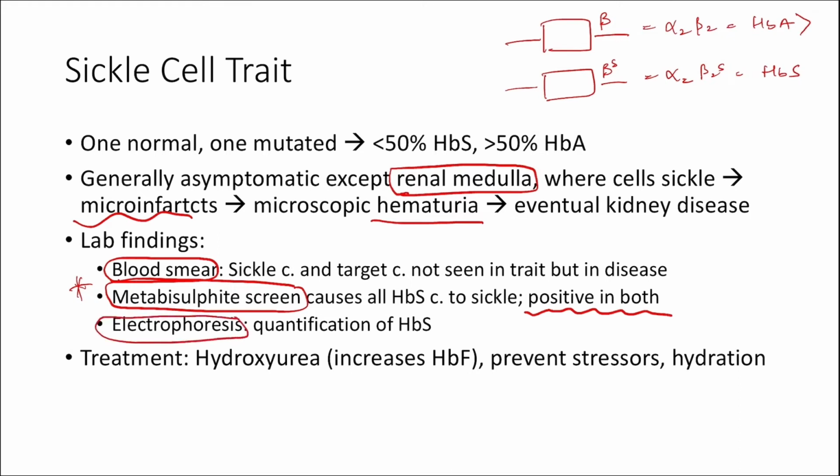Electrophoresis, basically, depending upon the weight of the proteins, can distinguish them, can put them on a different spectrum, which means that you should be able to quantify the amount of hemoglobin S. And that's important as well, because obviously if you have more hemoglobin S, you're more likely to have sickle cell disease, and less than that would be sickle cell trait. Obviously, some genetic testing, looking at the family history, and other presenting problems can help you diagnose this disease as well. So treatment: hydroxyurea, because it increases hemoglobin F. To prevent the stressors, regular hydration, all of that would definitely help.